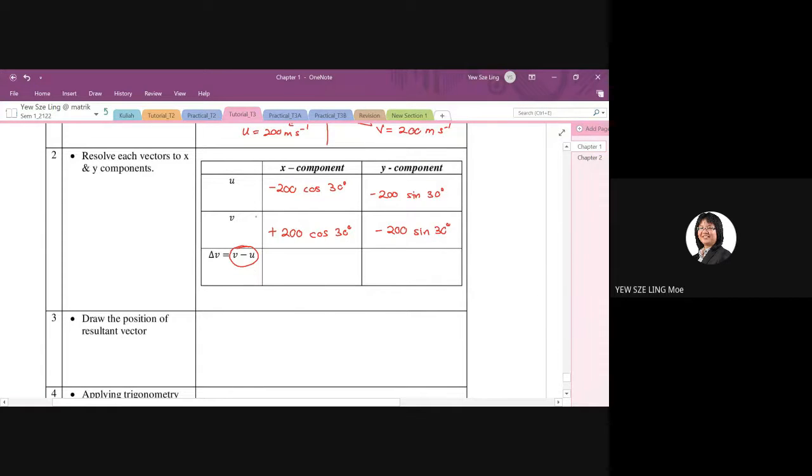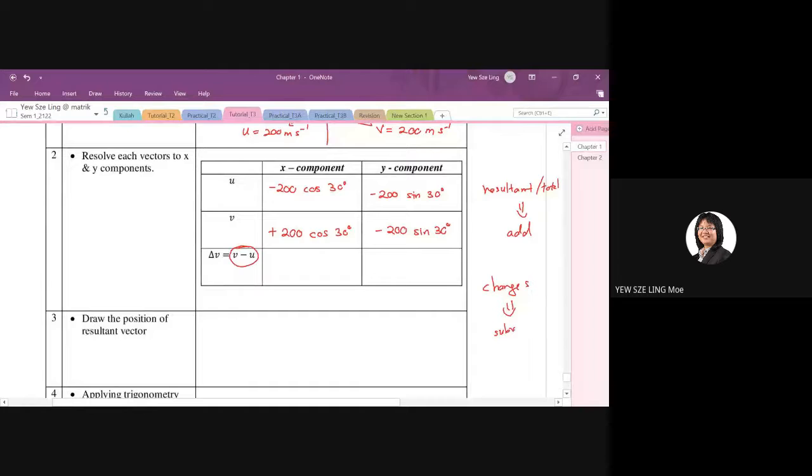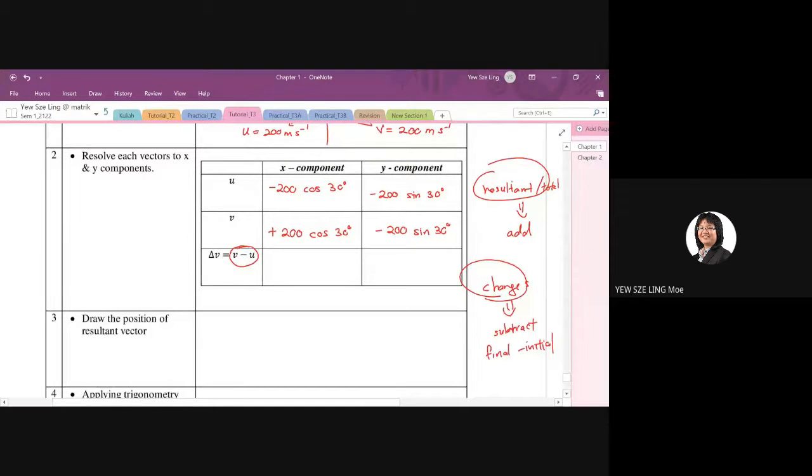Okay, you don't use u plus v anymore because the question is asking for the changes. If the question is asking for resultant or total, then you just use addition. You add them up. But if the question is asking for changes, then you use subtraction, final minus initial. These are the keywords that you have to check in the questions. See whether the question is asking for resultant or for the changes.